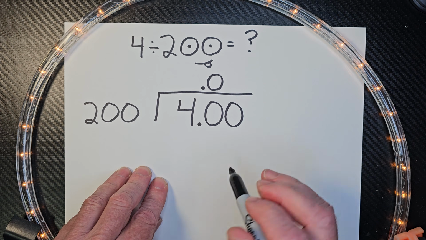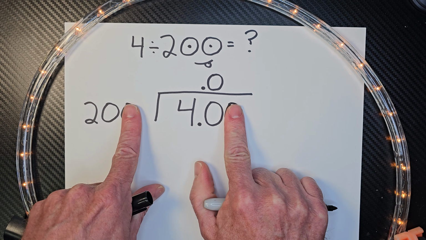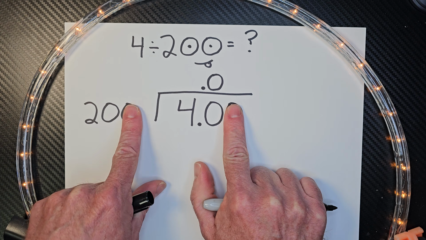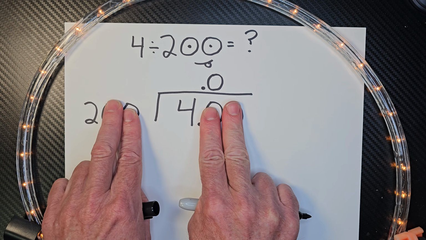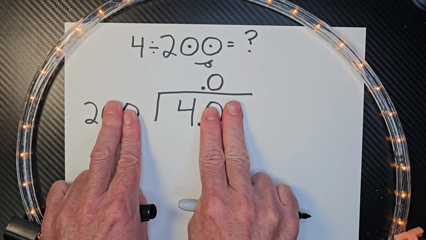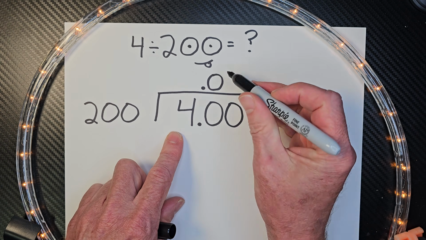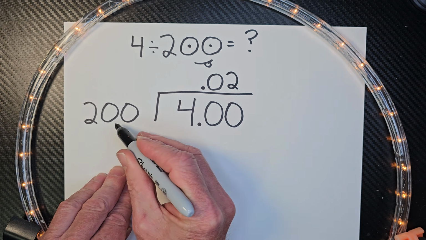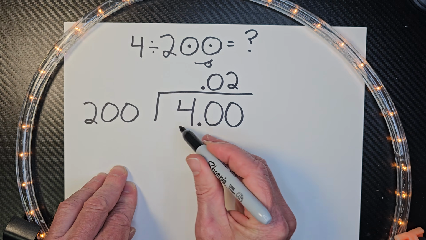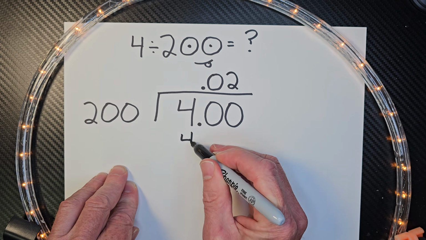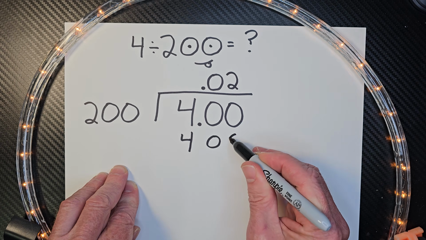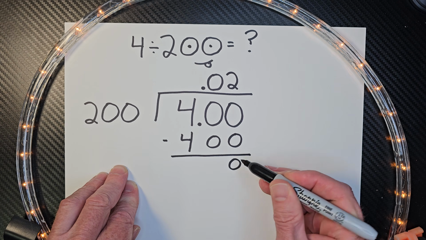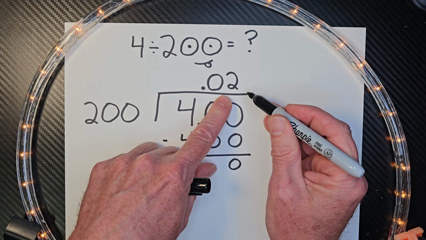So if that's a big number for you to look at, you can cover up a 0. So then how many times can I put 20 into 40? If it's still a little difficult for you, cover up both zeros. And now how many times could I put 2 into 4? That would be 2 times. So my 2 would go right up here. So 2 times 200 would be 400. You subtract, and then 0. So the answer is 0.2.